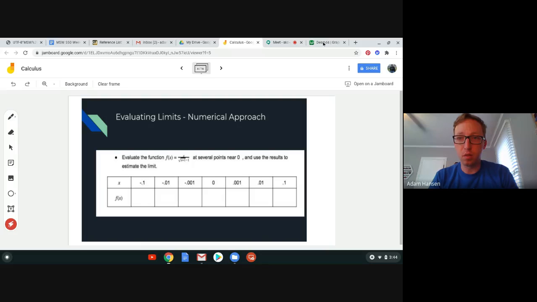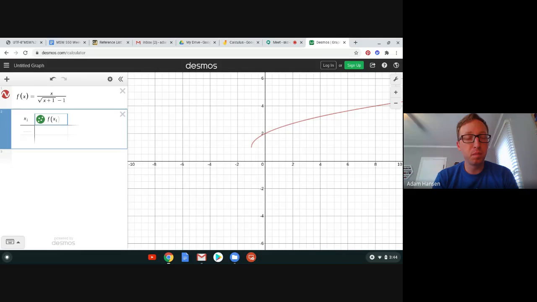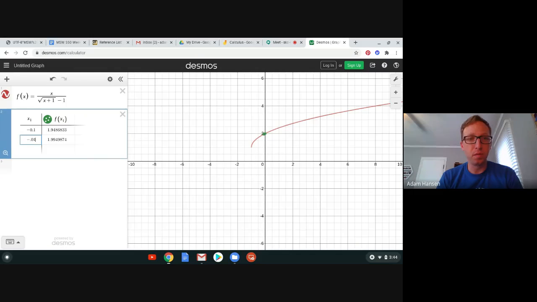So I've got that graph plopped into Desmos. We're going to type in these numbers. I've got the function f of x defined with a table to type in. I've got it set up so that when I type in x1, it's going to evaluate the x1 in our function. So negative 0.1, 1.94. Negative 0.01, 1.99. Negative 0.001, 1.999.